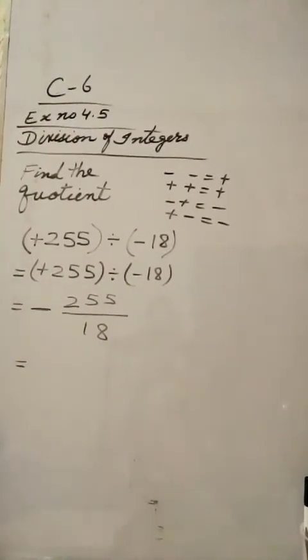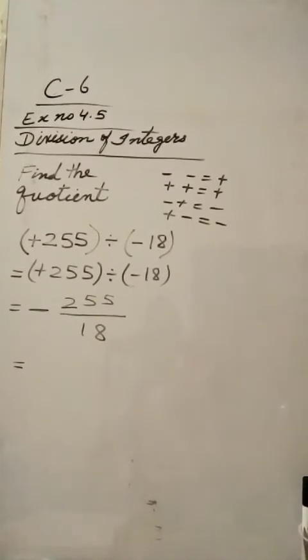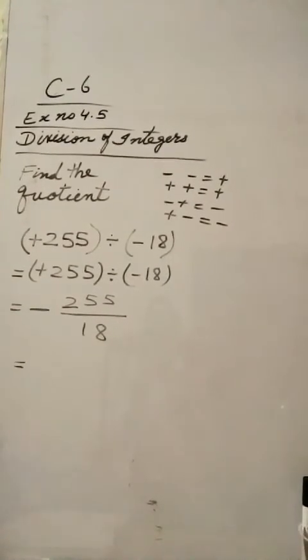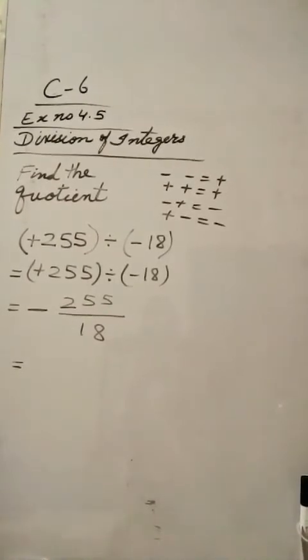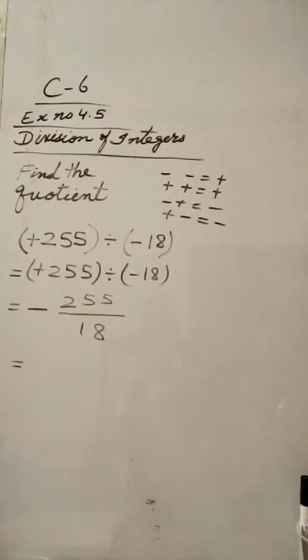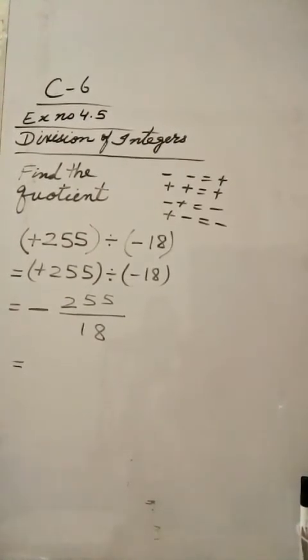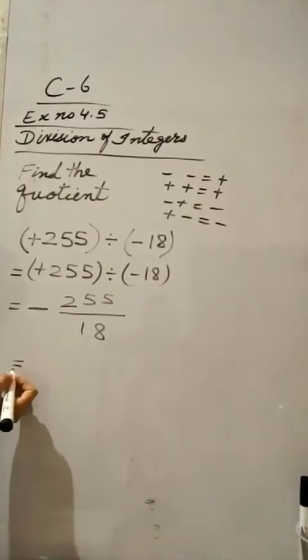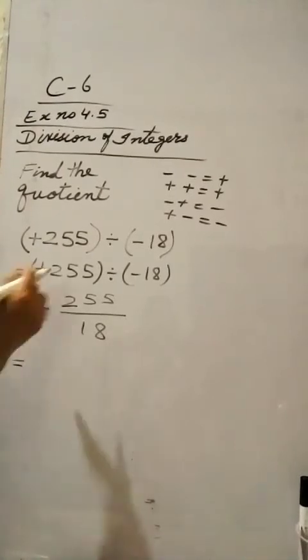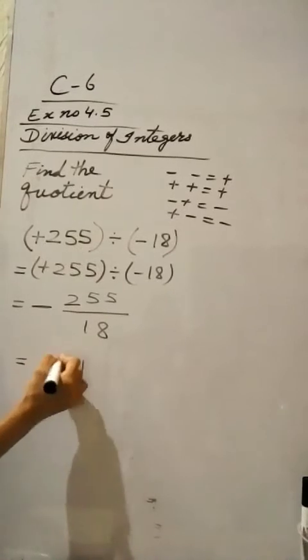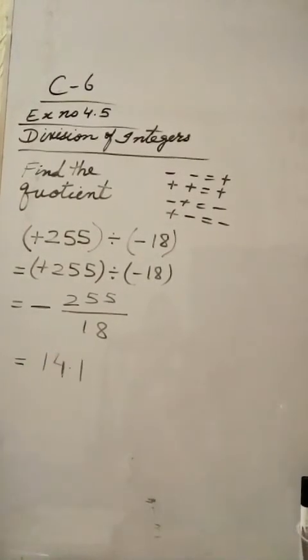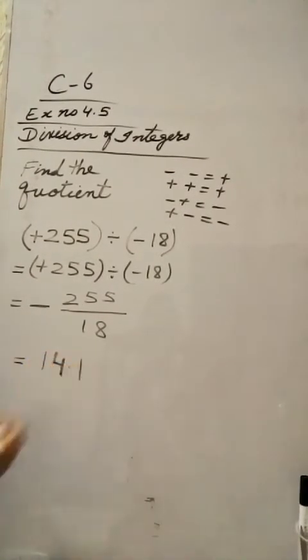So you need to check with the times table of 18. So what is the answer? 255, let's check with 7. The answer will be, sorry, the answer is in the form of decimal. So 14.1. So the answer is 14.1.